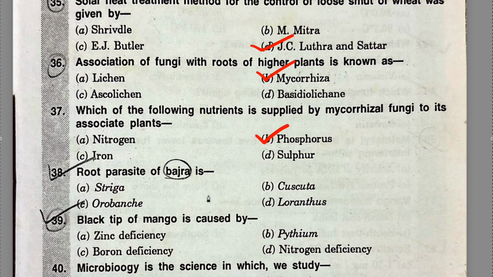All four options are examples of phanerogamic plant parasites, whether it will be root parasite or stem parasite. It can be partial or complete. Okay, coming to the answer. The answer is striga is a root parasite of bajra. But whether it's partial or complete, please write in our comment section and let all of us know, whoever knows the answer.